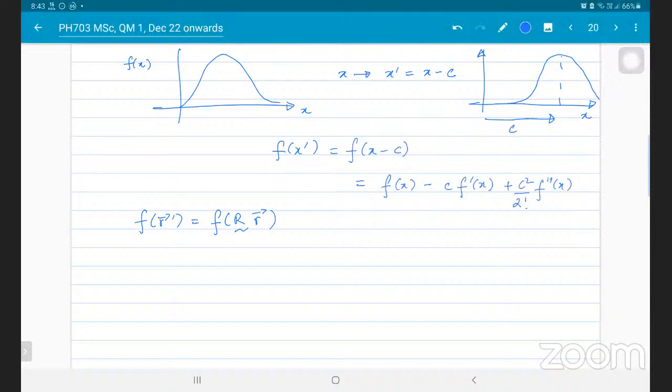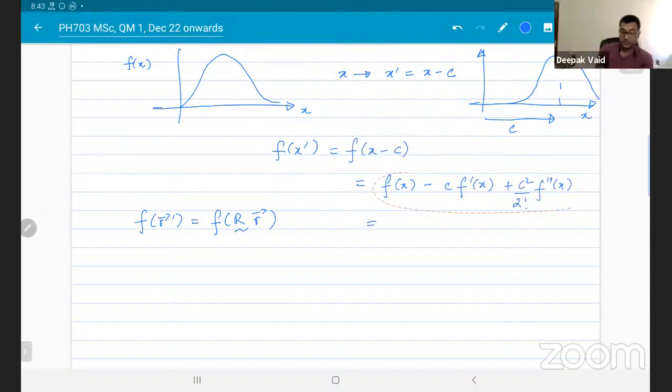Yes, sir. Now this expression can be written as exponential of minus i by h bar c times operator p_x acting on f of x.